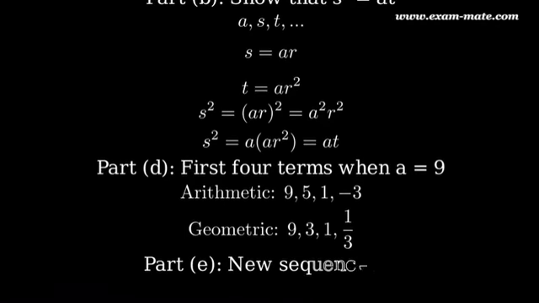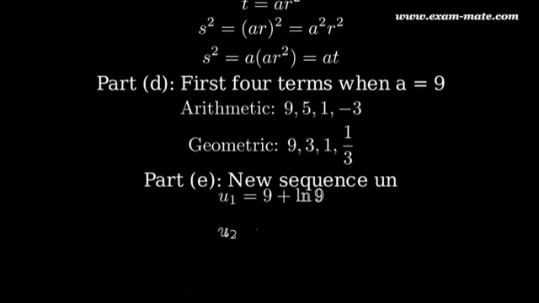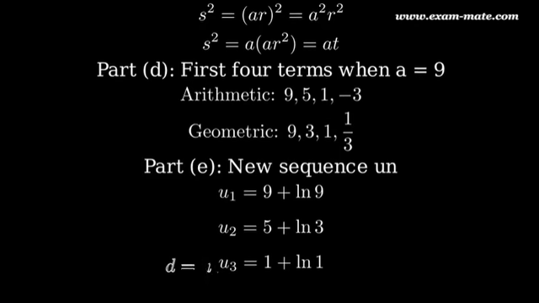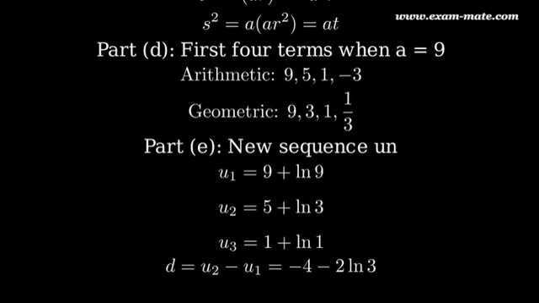Finally, for part e, we have a new arithmetic sequence, u underscore n. The first 3 terms are given as u underscore 1 equals 9 plus ln 9, u underscore 2 equals 5 plus ln 3, and u underscore 3 equals 1 plus ln 1. The common difference is negative 4 minus 2 ln 3, which we can find by subtracting consecutive terms.